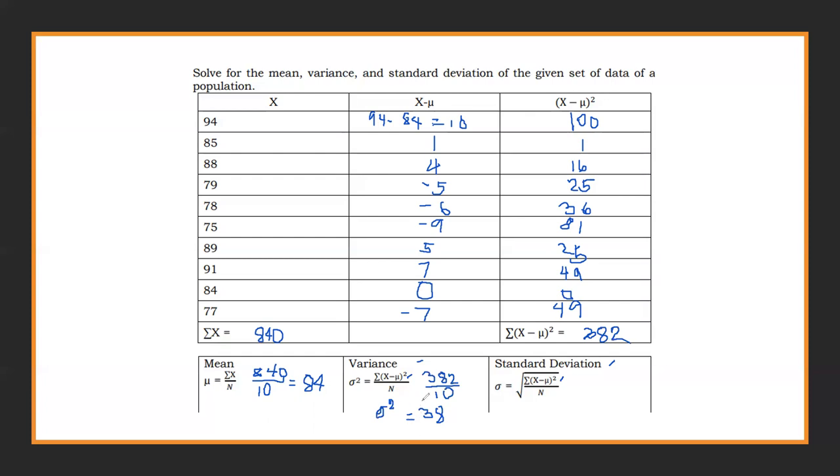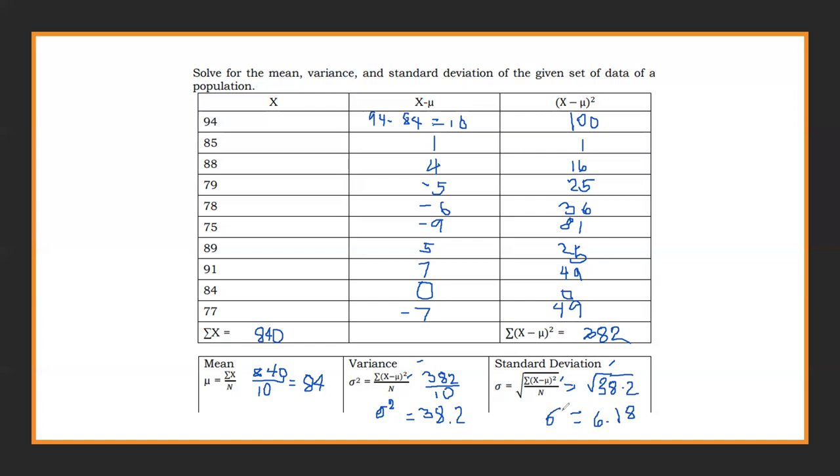Upon that, alam natin that this is 38.2. So, ibig sabihin ito, this is the square root of 38.2. Tandaan, pag standard deviation, that will be 2 decimal places. What is the square root of 38.2? That will be 6.18. So that is our standard deviation or sigma.